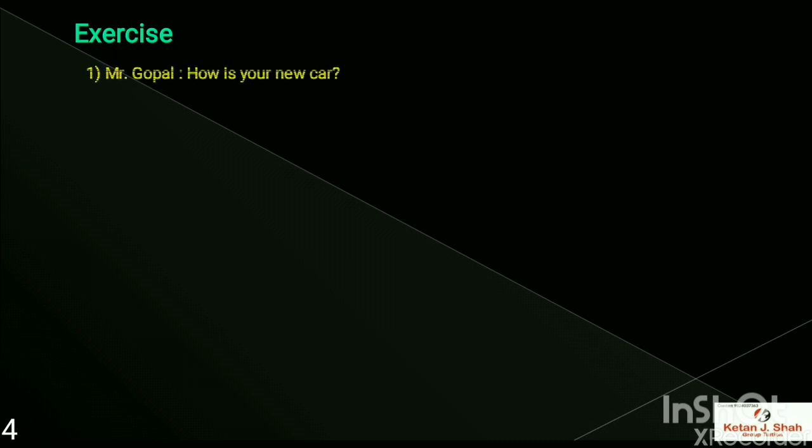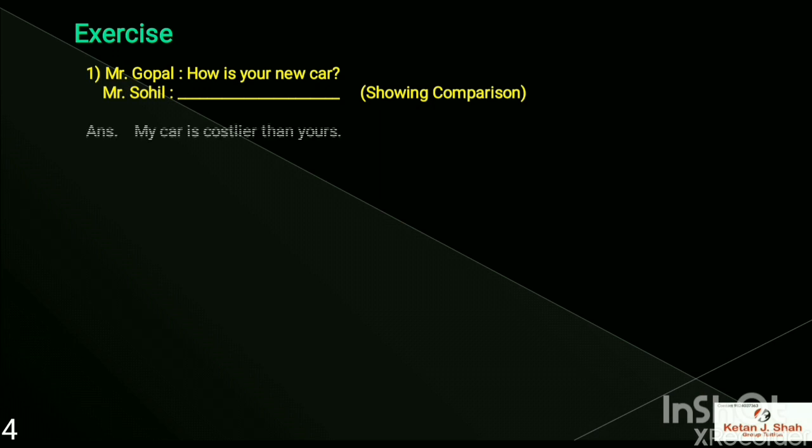First, Mr. Gopal: how is your new car? Mr. Sohil: dash dash dash, showing comparison. So we have to show comparison of things in this sentence. So our answer should be like this: my car is costlier than yours, or my car is better than yours, and so we have to just show comparison.